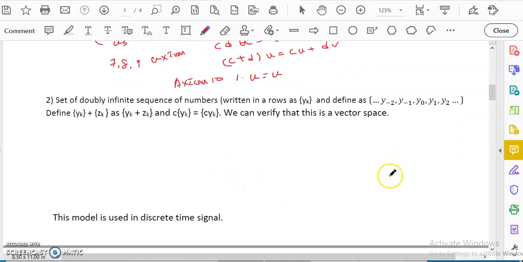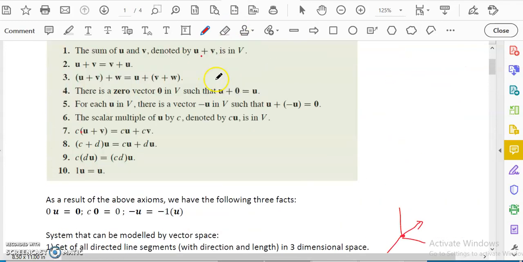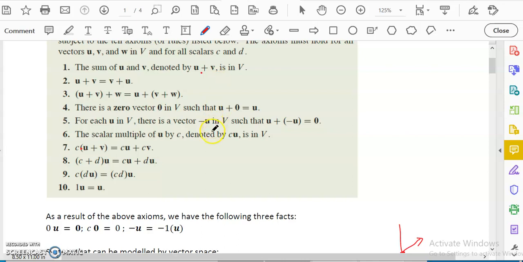The second one we want to talk about is another kind of object, which is a doubly infinite sequence of numbers. We write it as yk. These are just sequences of numbers on the negative side and positive side. We can define addition of the sequences. Remember, these are real numbers. The sum is defined as adding the individual terms together. Scalar multiplication is multiplying C into each individual term. So we have axiom 1, and obviously they are infinite sequences already, so 1 and 6 are done, right?